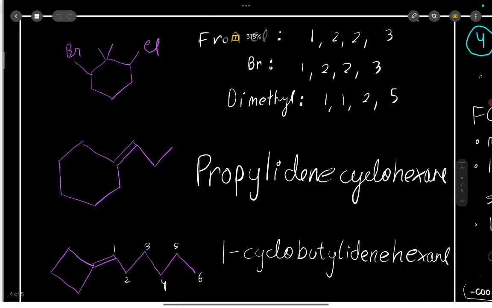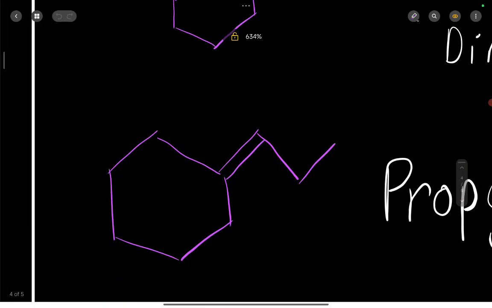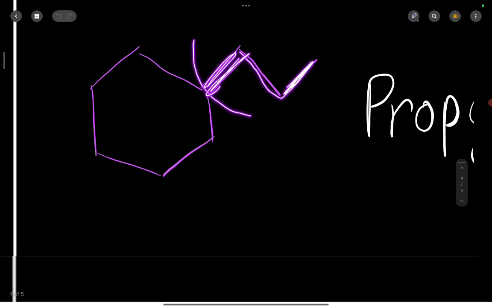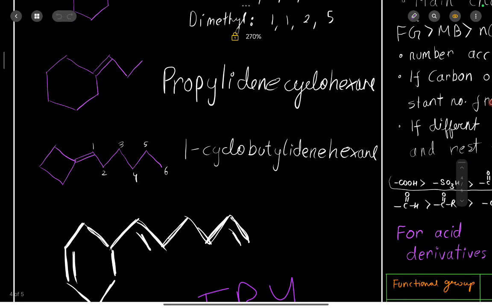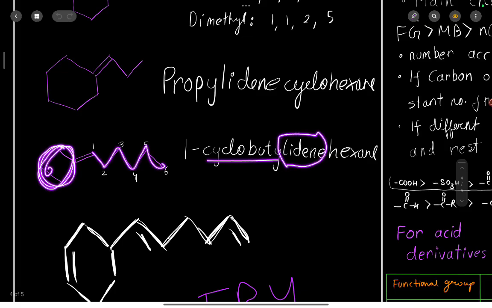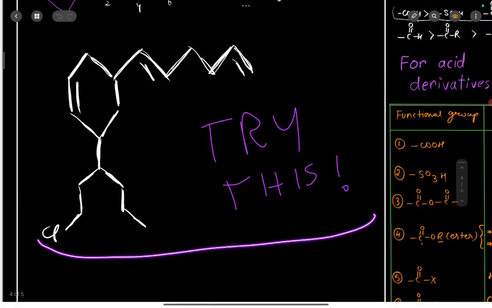So here cyclohexane is taken as the main chain because this has fewer atoms. And this entire thing is treated as a substituent, propyl, connected by a double bond, so propylidene. But here this is a shorter ring and this has more carbon atoms. So here this is treated as the substituent and connected by a double bond. So cyclobutyl connected by double bond, so cyclobutylidene, and mention it as 6 atoms. So cyclobutylidenehexane.